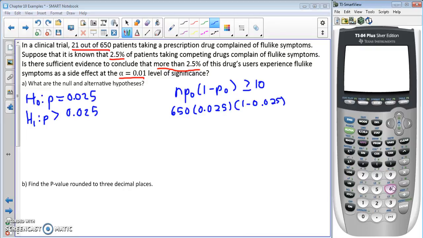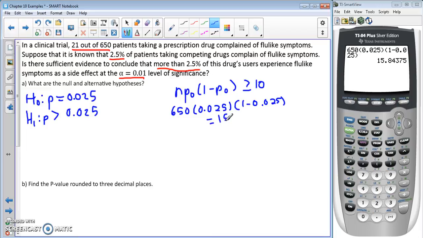So let's check that. So 650, open parenthesis, 0.025, close parenthesis, open parenthesis, 1 minus 0.025, close parenthesis, enter, and we get 15.84375, which is greater than or equal to 10. So we're good to go here. So again, just make sure you're checking all those other conditions too, but that's the main one that we need to check. So you also want to make sure that you're dealing with a simple random sample and that your samples are independent.